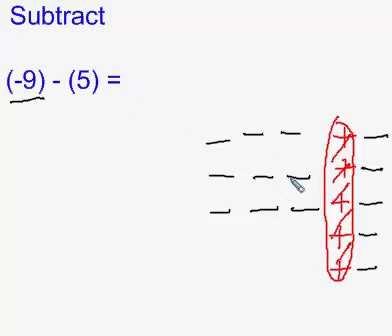Here's the original 9, and I'll add on the rest. 1, 2, 3, 4, 5, 6, 7, 8, 9, 10, 11, 12, 13, 14. So I'm left with 14 negative chips, meaning that my answer is negative 14.